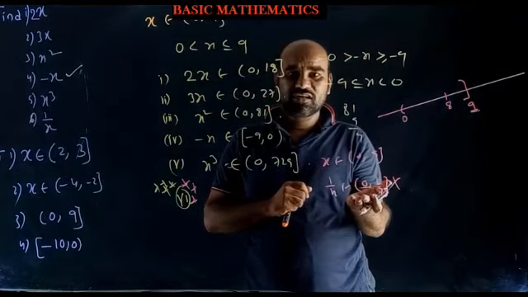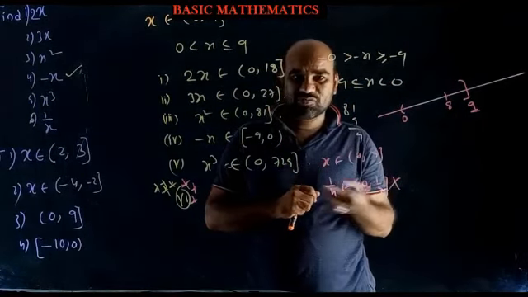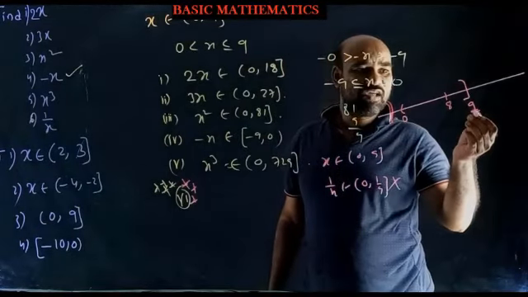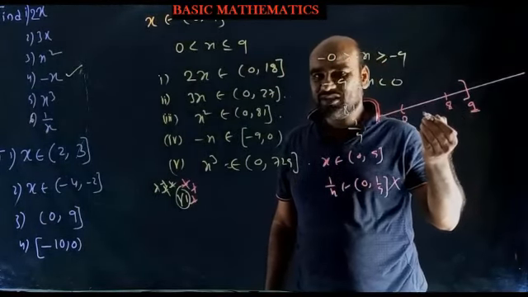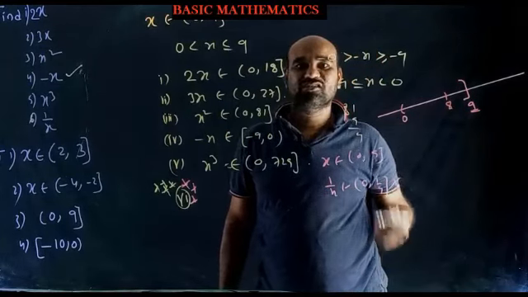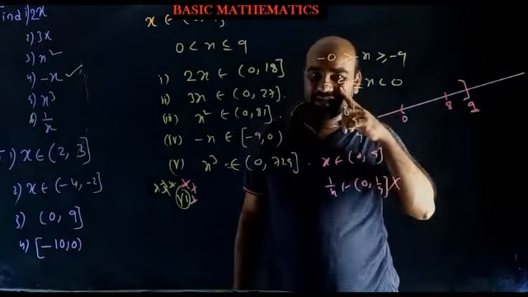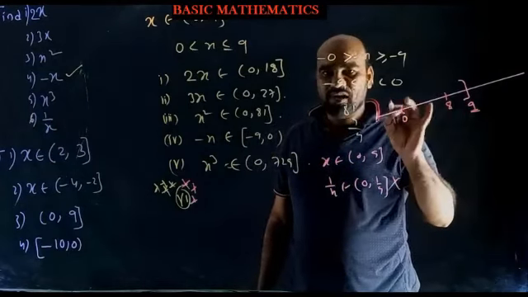But what did you write here? 0 point something is smaller? That is not correct. So 1 by 9 is smaller. See, 1 by 9, 1 by 8, 1 by 7, 1 by 9 is the only smaller one. So from 1 by 9 onwards our interval will start. One important thing: 1 by 9 is the smaller one.